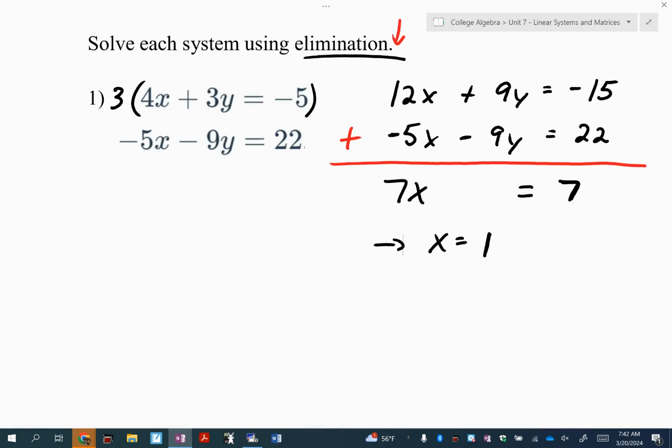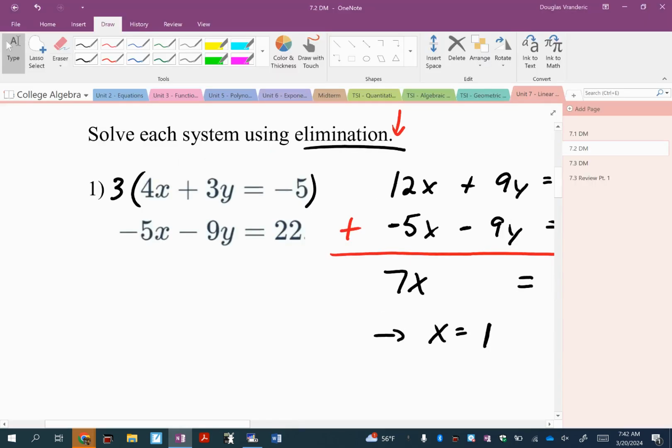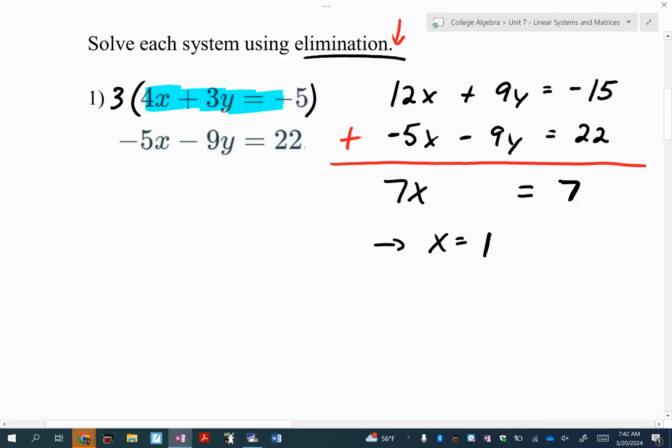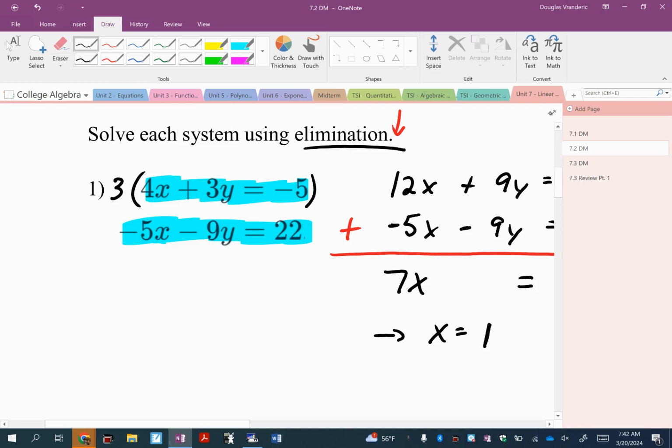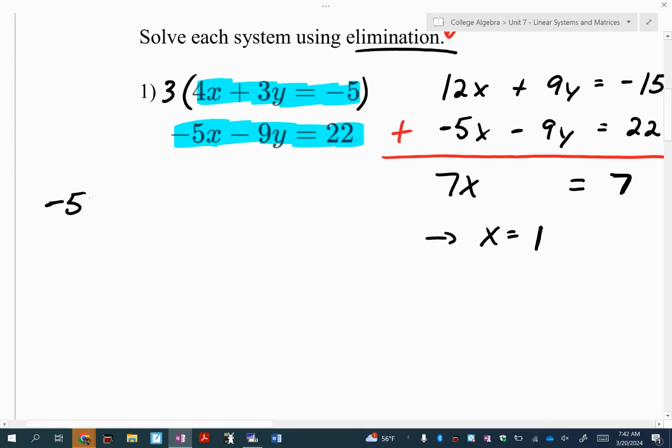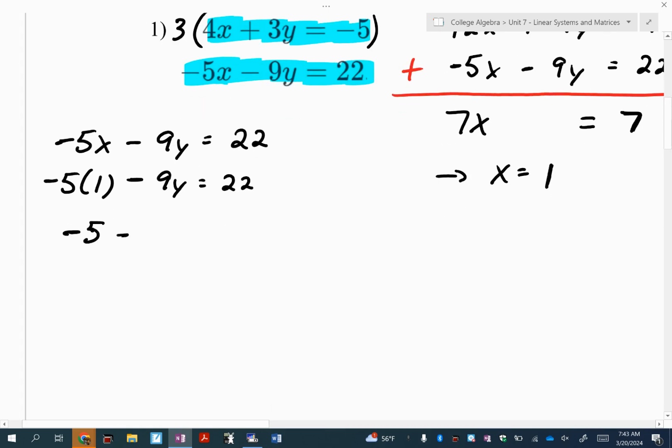And now here's where I would say, do I care which one you choose? Could you choose this one or could you choose this one? It doesn't matter. So which one would you like to choose? Sounds good, the bottom one. So you're choosing negative 5x minus 9y equals 22. What am I replacing x with? A positive 1. So I plug in uno, which gives me negative 5 minus 9y equals 22.